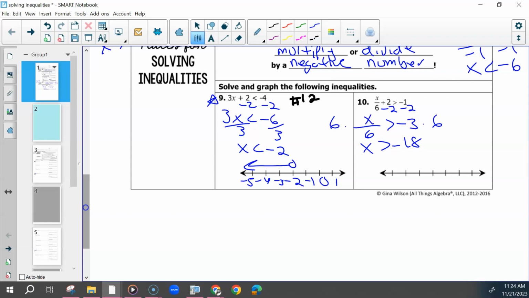Right? So make your line however you want. You go negative 18, negative 17, negative 16, negative 15, negative 19, negative 20, negative 21. You could also skip numbers, count by whatever you want. It's your number line. Open or closed? To the right or to the left?